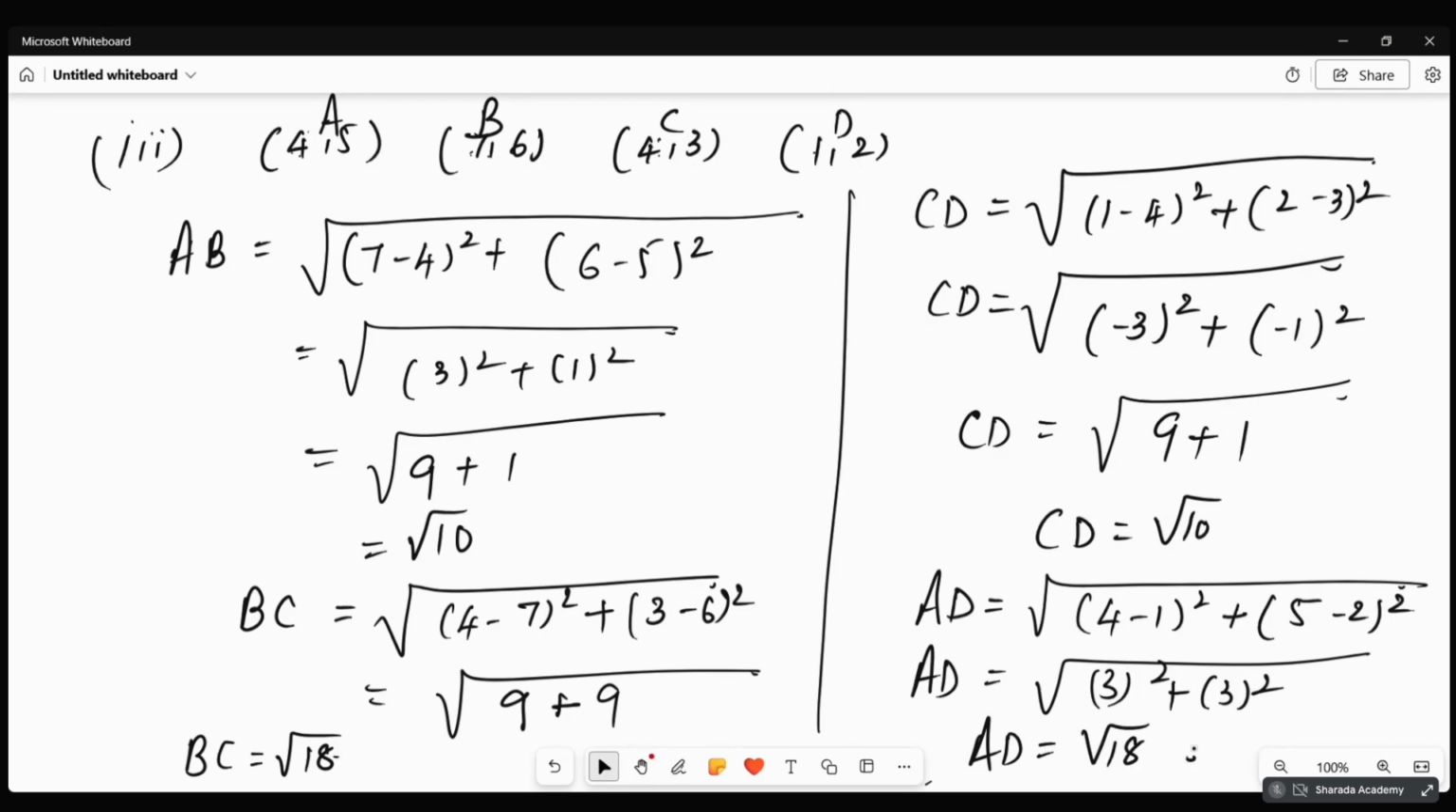Now, what type of quadrilateral is this? Parallelogram. Yeah, whenever opposite sides are equal, there are two cases. One is rectangle, the other is parallelogram. In a rectangle, the diagonals are equal, whereas in a parallelogram, they need not be equal. Okay.